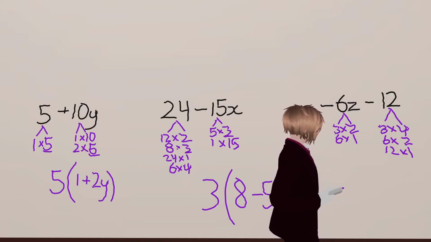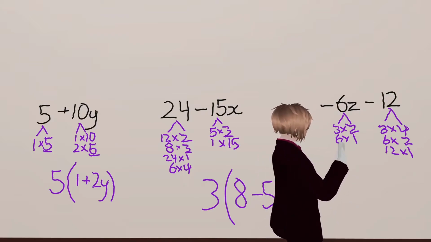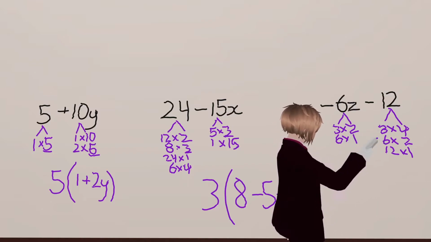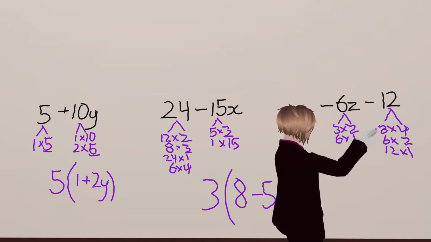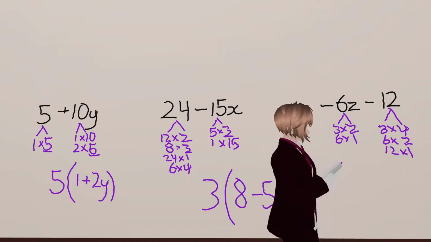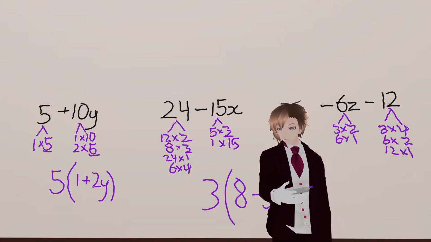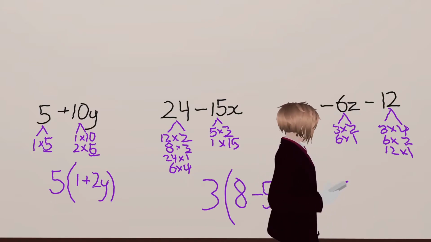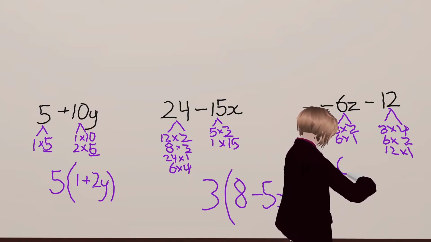What's our highest common number? So we have a 2 and a 2. We have a 3 and a 3. We have a 6 and a 6. So 6 is our highest common factor. So let's write that out the front.